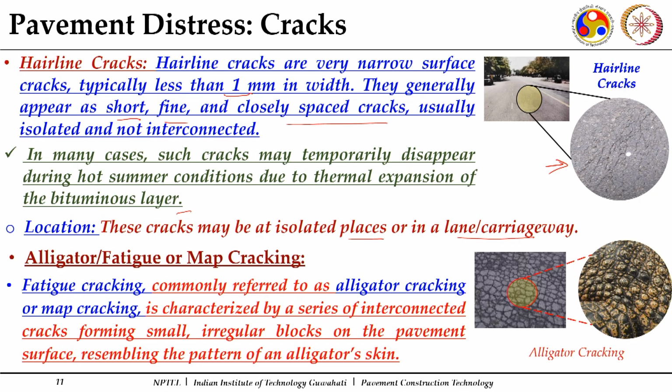This is the first category. Now, the second most common cracks which are usually observed are alligator cracks, also known as fatigue cracks or map cracks. Fatigue cracking or alligator cracking is characterized by a series of interconnected cracks forming small, closely spaced irregular blocks on the pavement surface. And why is it called alligator cracking? Because these cracks resemble the skin of an alligator. That is why they are commonly referred to as alligator cracking, with closely spaced block patterns.